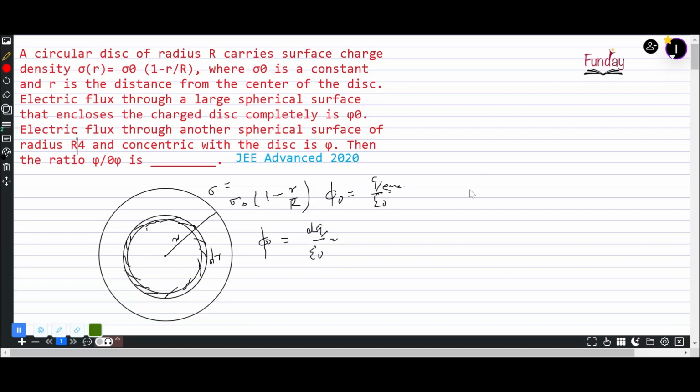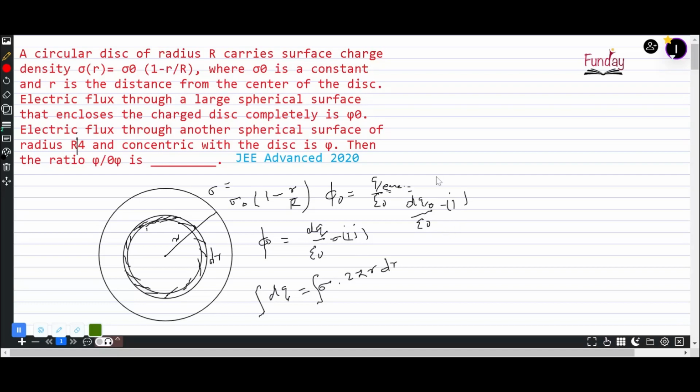So we'll find dq. So what is dq here? dq is equal to sigma, and what is the area on this disk? Area is 2 pi r dr. So we'll integrate this. In both the scenarios, we'll have to calculate dq. Okay, so this I'll call as dq0 over epsilon 0, and this I'll call as dq over epsilon 0. So this is 2 and this is equation number 1.